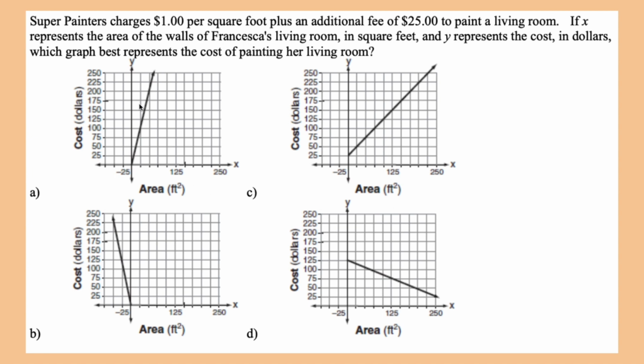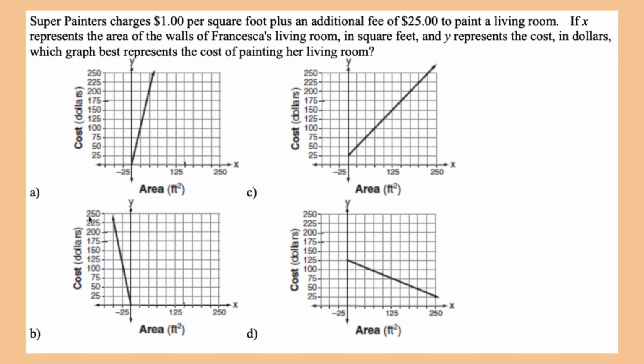So, we see that this company, Super Painters, charges $1 per square foot, which means that this will be a linear equation because it's a constant rate of change. It doesn't change up. It's always going to be $1 per square foot. So since it's a positive value, it's going to go up. For every square foot that you order, you'll always have $1 plus. So we know that this is going to be positive.